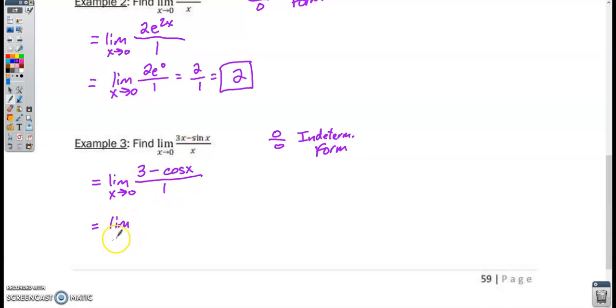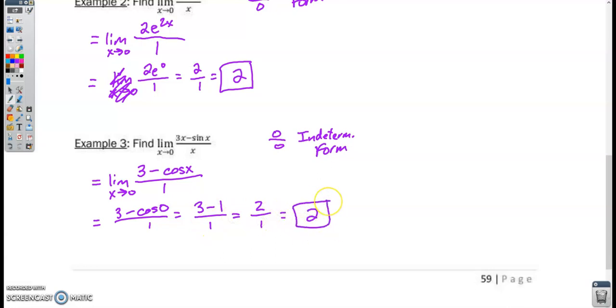And then I can go ahead and, well, wait a second. Just erase. And now I can go ahead and take this limit via substitution. And this becomes 3 minus the cosine of 0 over 1, which is 3 minus 1 over 1, which is 2 over 1, or 2. You probably don't need to go through that much detail in the arithmetic there.